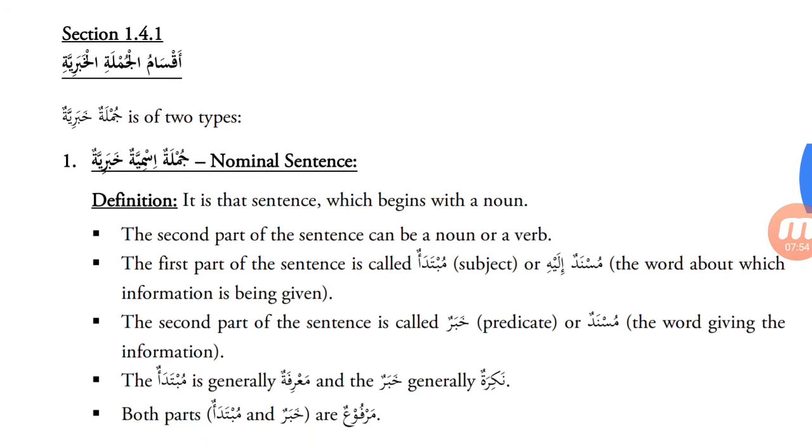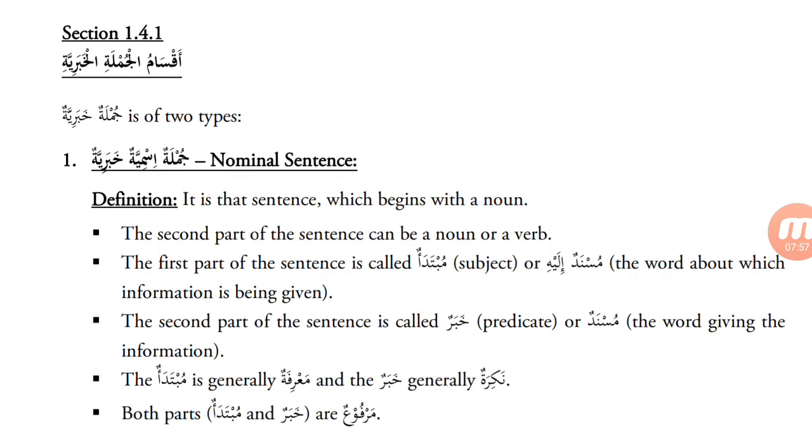Section 1.4.1 Aqsamul Jumlatil Khabariyah. Jumlatun Khabariyah is of two types. The first type is Jumlatun Ismiyatun Khabariyah, nominal sentence, or you can say Jumla Ismiyah. Definition: it is that sentence which begins with a noun. So Al-Jumlatul Ismiyah, the nominal sentence, begins with a noun. Any Arabic sentence we see that begins with a noun is a Jumla Ismiyah, a nominal sentence.